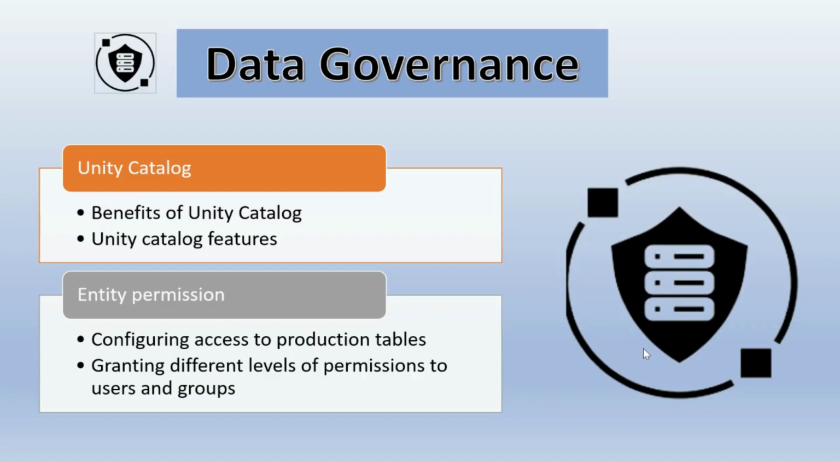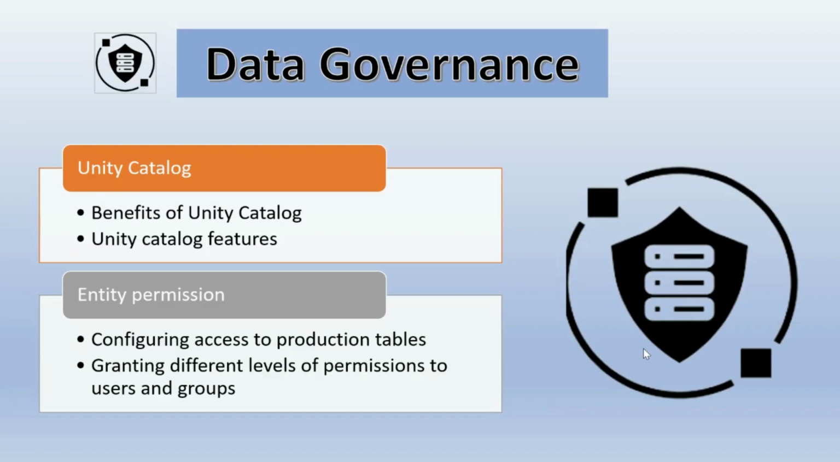Then, if you have a Unity catalog, how you can configure access to production tables, because production tables should not be accessed by each and every individual. Only the ones who need that permission, right? So how you can configure it and how you can grant different levels of permission to users in a group. All the users in a group don't need all levels of permission. For example, data analysts only need certain privileges like a select query. They don't need to update a particular table, right? So you just grant them select permission using grant.